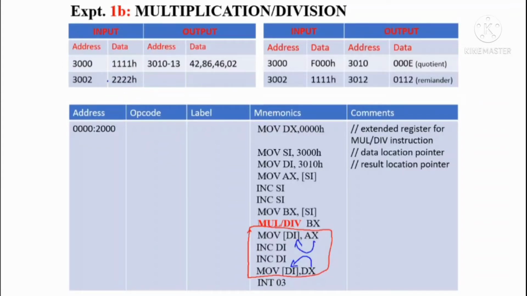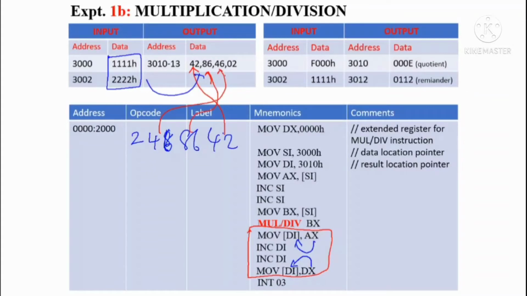Here, for demonstration, we have taken 111 and 222 as the data for multiplication. When we multiply these two numbers, the result we will get is 2468642. But the memory architecture of the microprocessor is such that it stores the low byte followed by the high byte, as we know very well. So 42 will be stored first, then 86 will be stored, followed by 46, then followed by 02.